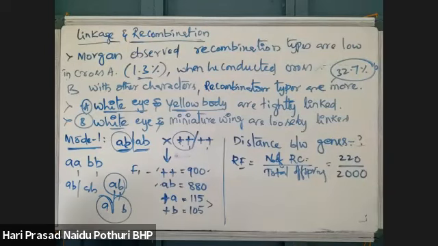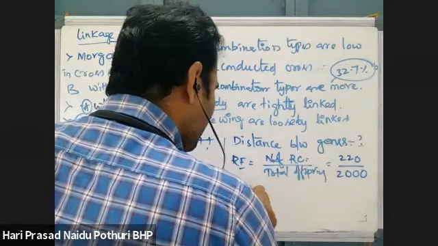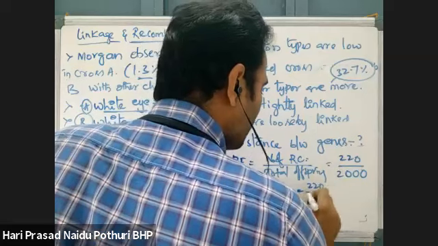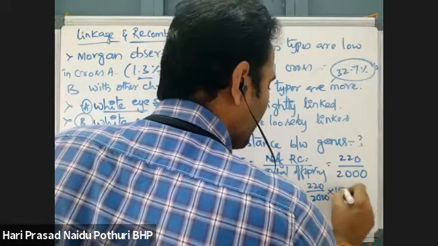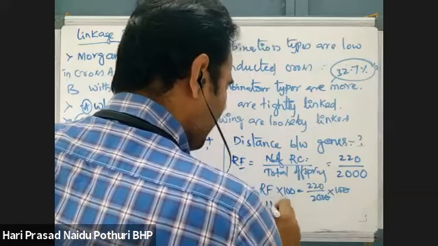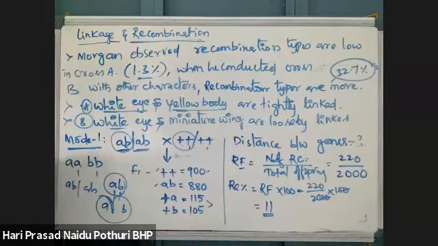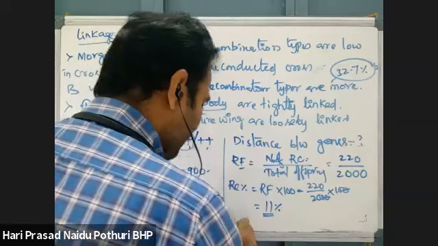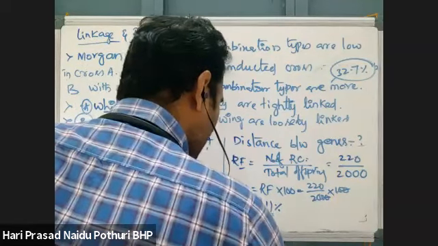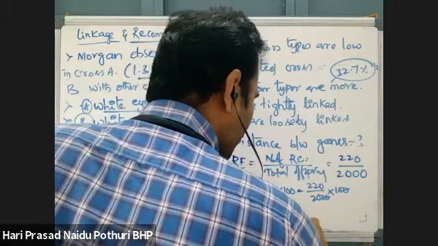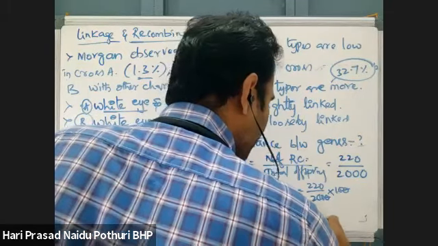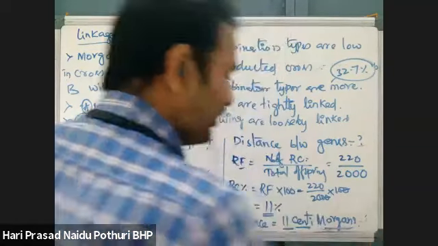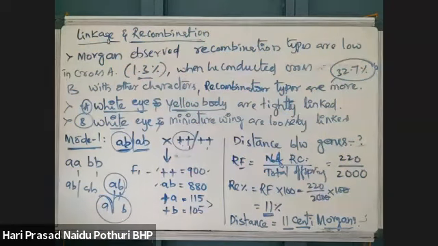That will give 0.11. And recombination percent is equal to what? Recombination frequency times 100. So that's 220 by 2000 times 100, which is 11 centimorgans. 11% is the recombination percent. So 1% is equal to 1 map unit, I told you. As 1% is equal to 1 map unit, which is 1 centimorgan, 11% is equal to 11 centimorgans. That is the distance between the two genes. Understand?